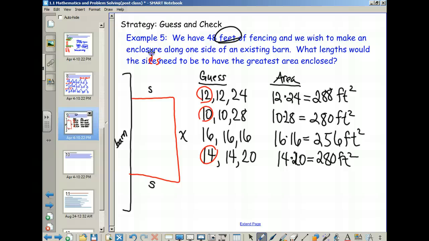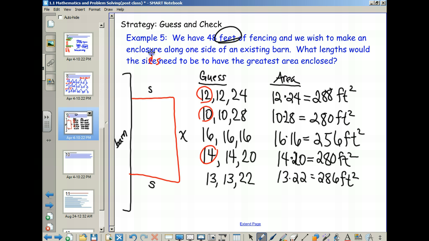So somebody said 13 first, so we're going to do 13. 13, 13, and what? 22. So what's 13 times 22? And what do you think? Still not much, right? So what is my solution?